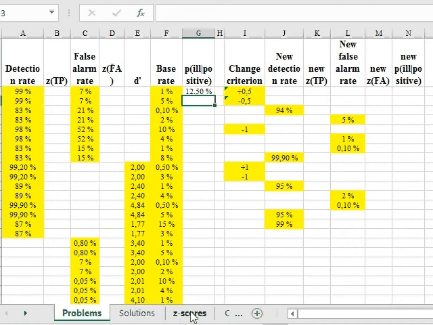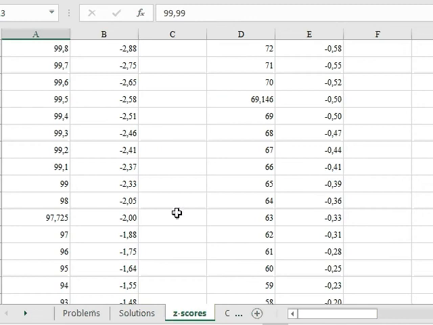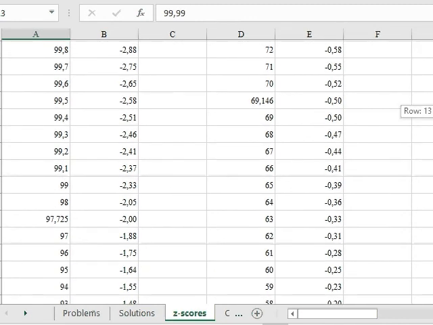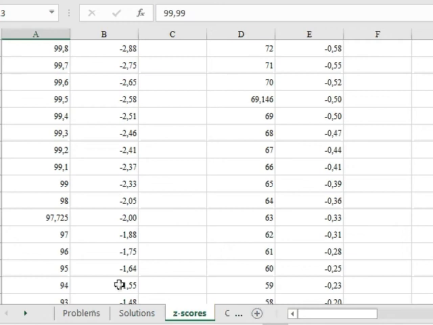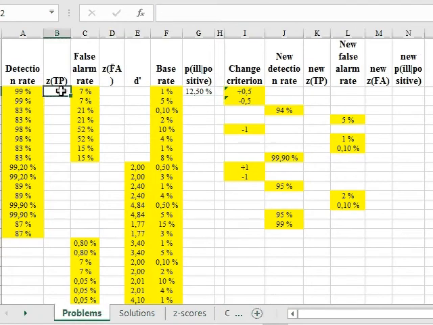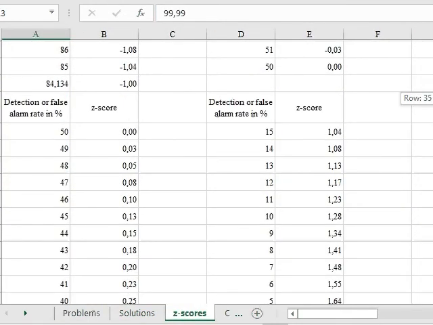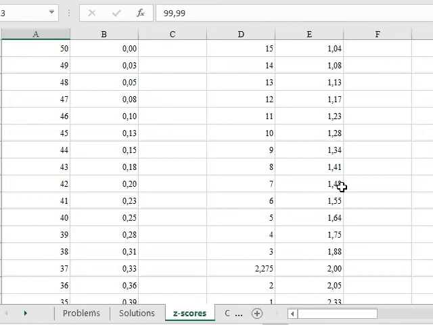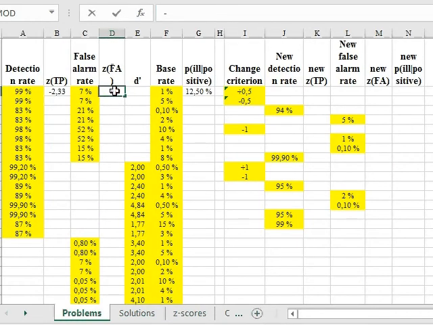So the way you do it here is you look up the z-scores here. So you look up the z-score for 99%. That is here, so it is minus 2.33. Then a z-score associated with a 7% false alarm rate. So we're now looking for 7%. That is here. Here it's minus 1.48. Go back. Minus 1.48. So from my program we got 1.47. These are rounding errors, the difference between them.